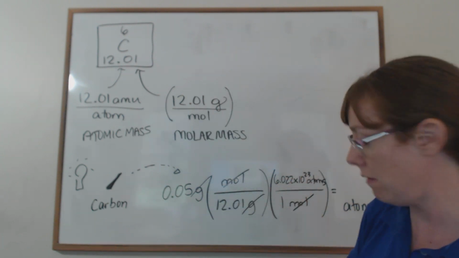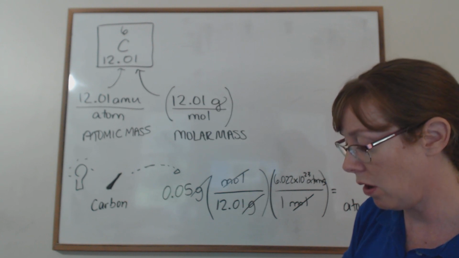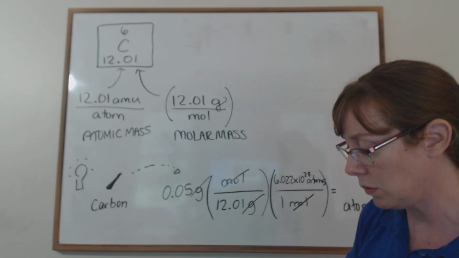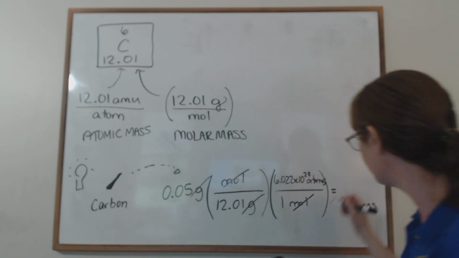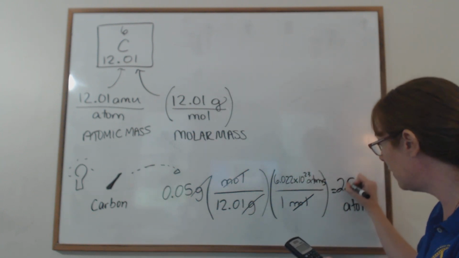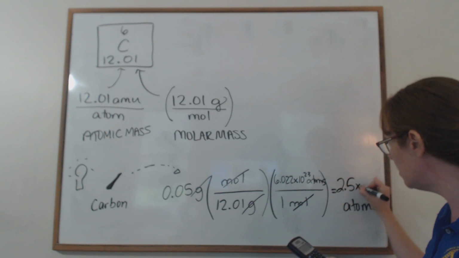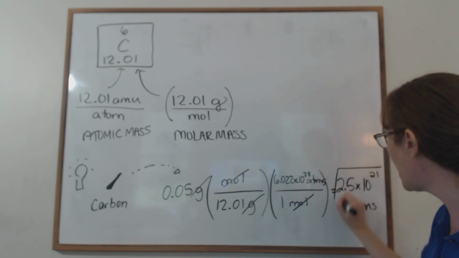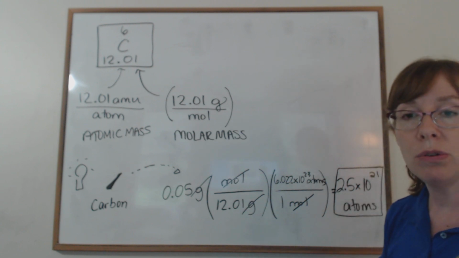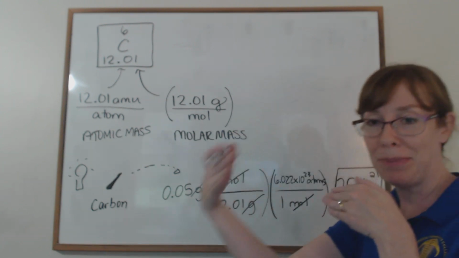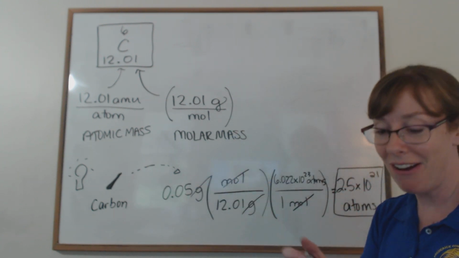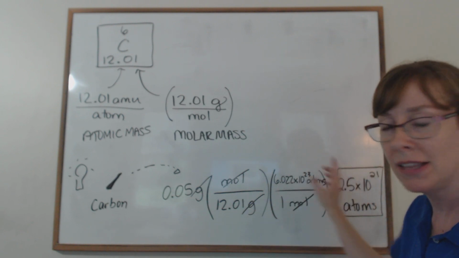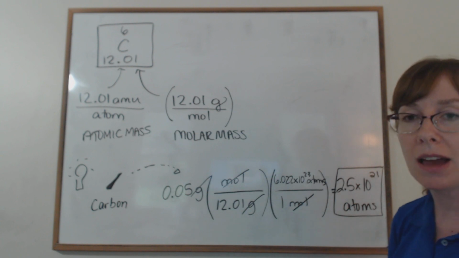So let's go see, 0.05 divided by 12.01, answer, times 6.022 times 10 to the 23rd. And I'm getting that in that little piece of pencil graphite, there are 2.5 times 10 to the 21st atoms. Huge step in our abilities as chemists if you can understand how valuable that is. By weighing something, I know how many atoms are in it.